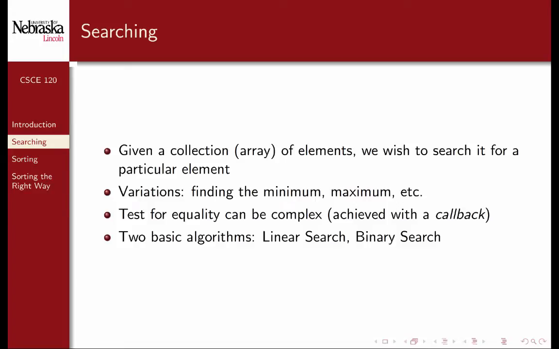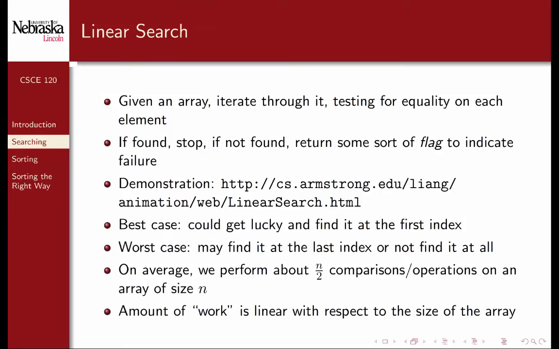Given a collection of elements, in particular an array of elements, we may want to search it for a particular value or element. There are several variations on this problem, for example, finding the minimum or the maximum element in an array of numbers. We may not always be searching for a number, however, so the test for equality can be complex, requiring the use of a callback. We'll take a look at two basic searching algorithms, linear search and binary search.